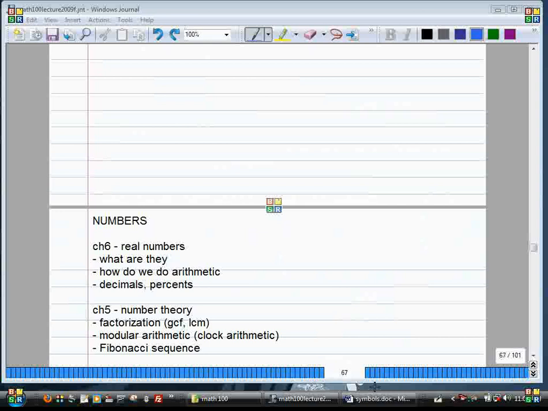So for the next little bit, we're going to talk about real numbers. So real numbers, what are real numbers? How do we do arithmetic with them? And then I'm going to talk very briefly about decimals and percents, and then also fractions. Just put fractions with that.